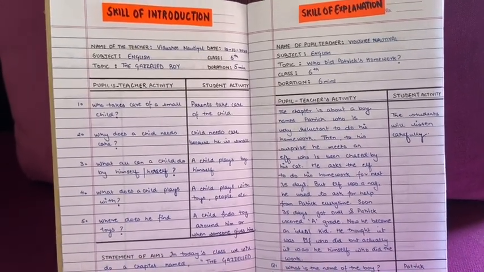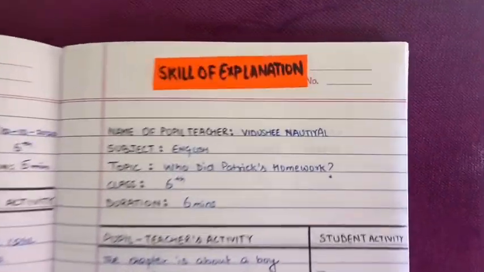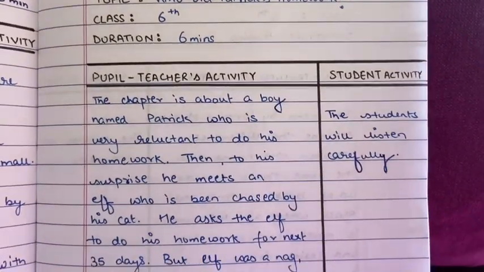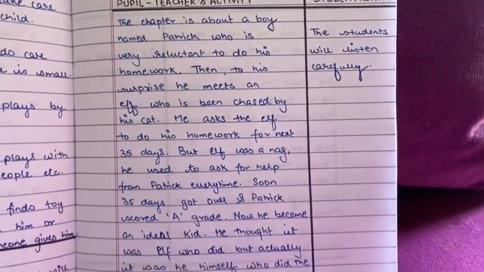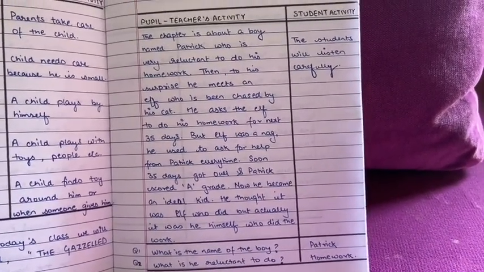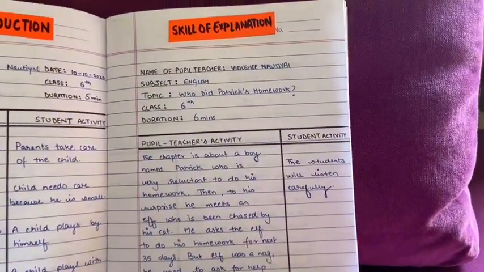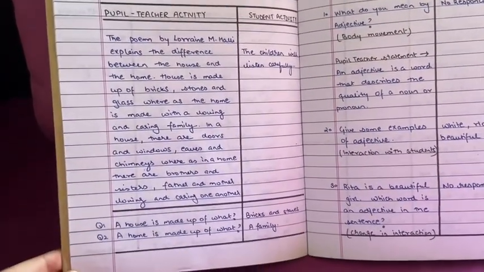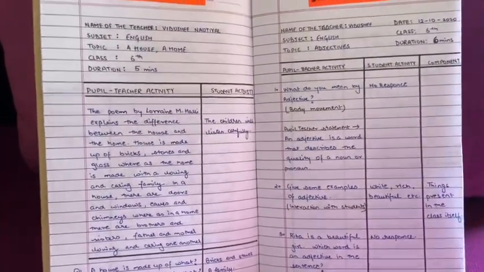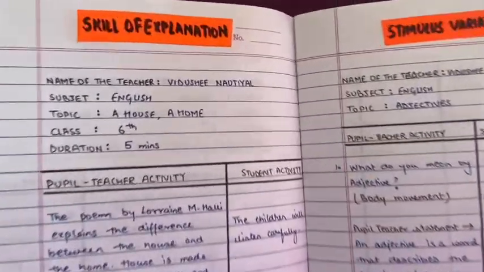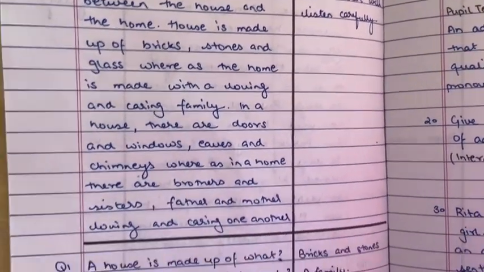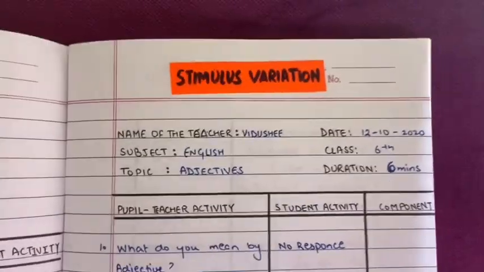Then comes the skill of explanation. It will start with the name of the teacher followed by subject, topic, class and duration. In this skill, you have to explain the topic fully. Whatever you have to explain in the class, you can write down that explanation here in this micro lesson plan. These micro lesson plans are for your help when you go to the class and deliver a lecture. So this is a sort of homework which you do beforehand.